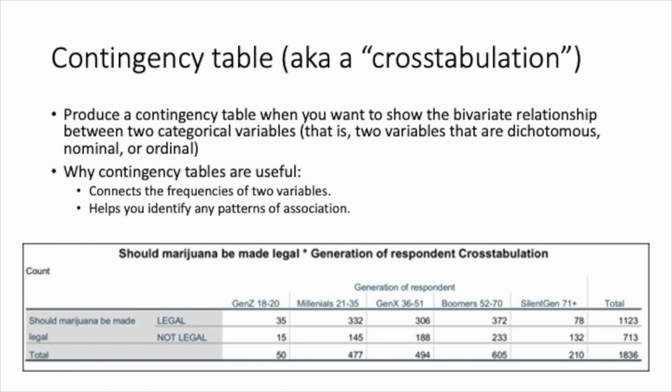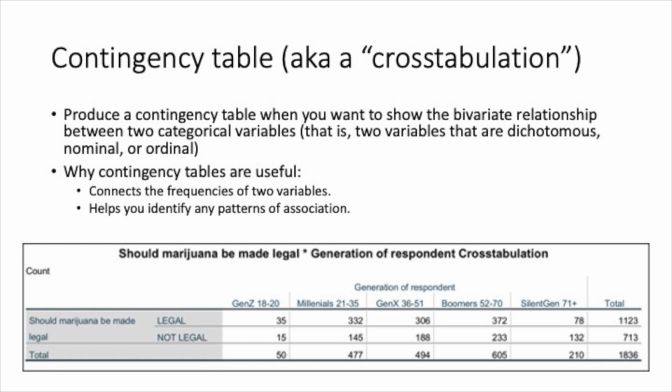One common way to visualize a bivariate relationship is to create a contingency table. You also might hear this being referred to as a cross-tabulation. Same thing. We produce a contingency table when we want to show the bivariate relationship between two categorical variables, meaning when we have two variables that are some combination of dichotomous, nominal, or ordinal. Okay? We do not use a contingency table when we have an interval ratio variable because it would be a very big table and not very useful to us.